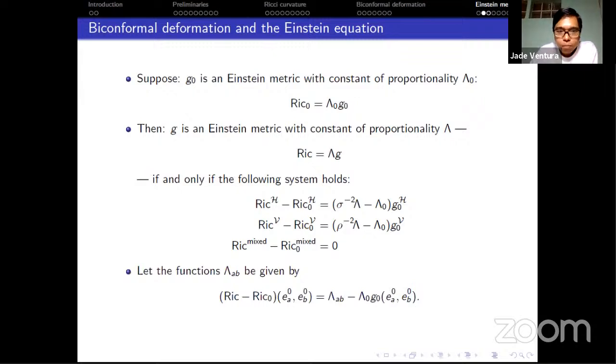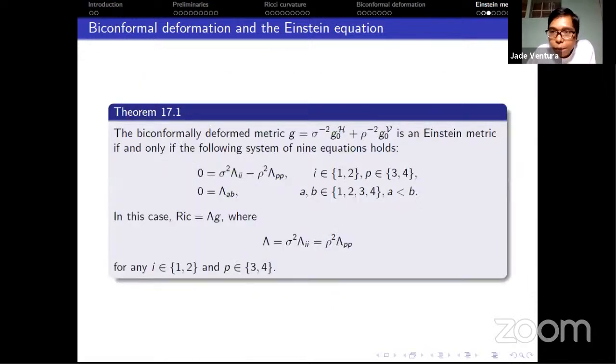And then some technicality, motivated by this system, we define the functions lambda AB as follows. The general theorem, the general template theorem, is shown here in this slide. The new deformed metric G is an Einstein metric if and only if the following system of 9 equations holds. Actually, this is a system of PDEs, nine partial differential equations.